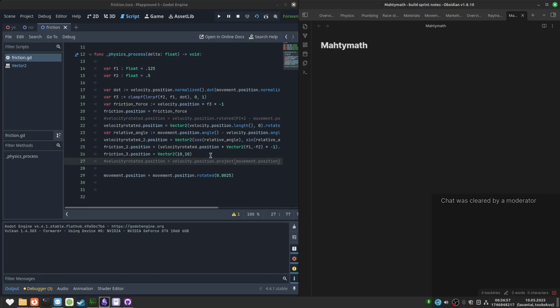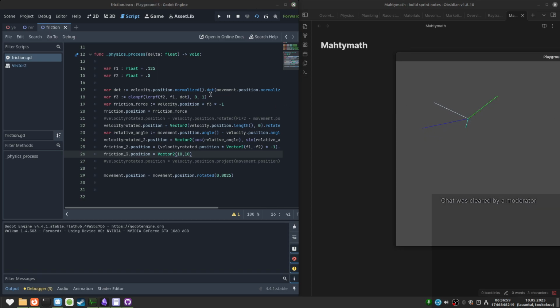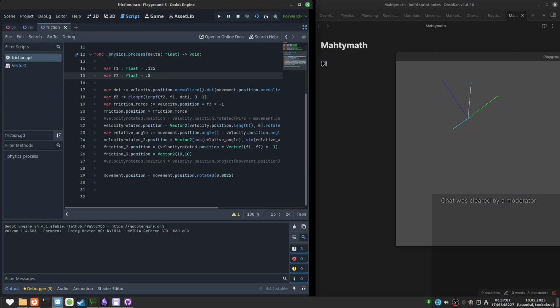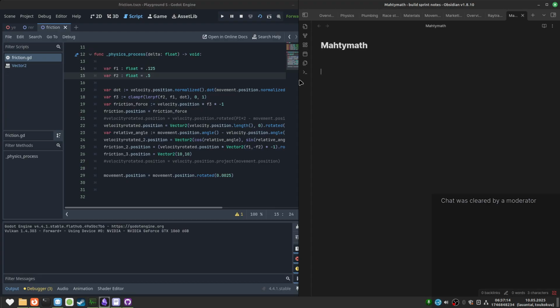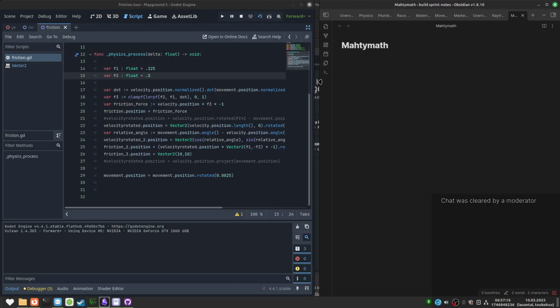Okay. Let's first confirm that this is actually what we want, though. Where's the expand everything button? It's actually just hidden. Thank you, Godot, for scaling incorrectly. Holy.